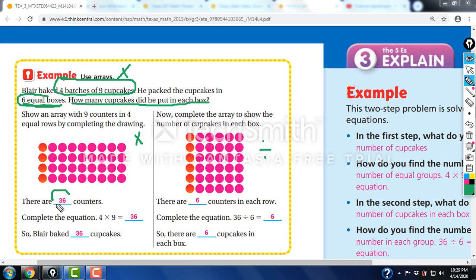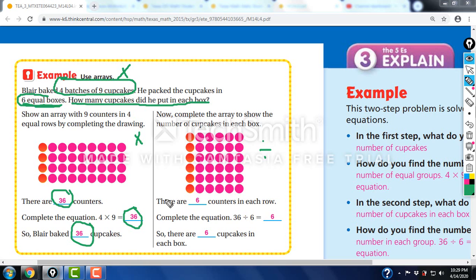So how many total counters are there? There's 36, because there's 4 times 9, and that's 36. So now we know how many total cupcakes were baked, 36. So now I can divide it. Now I can complete the array to show the number of cupcakes in each box.